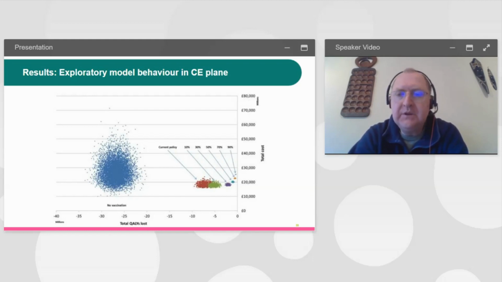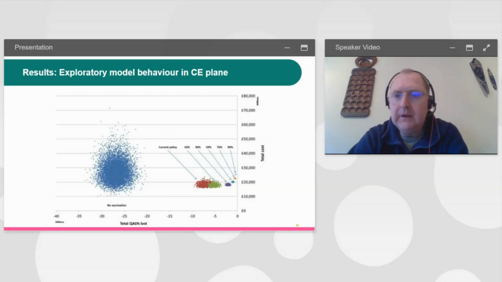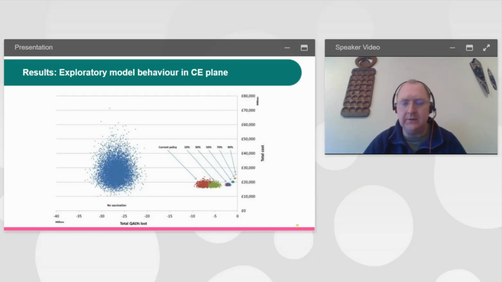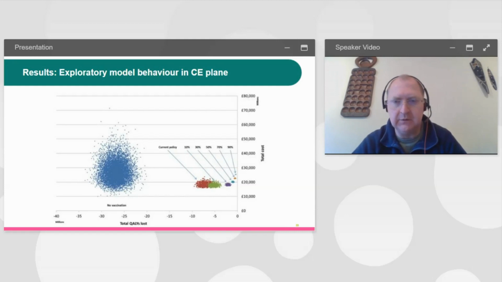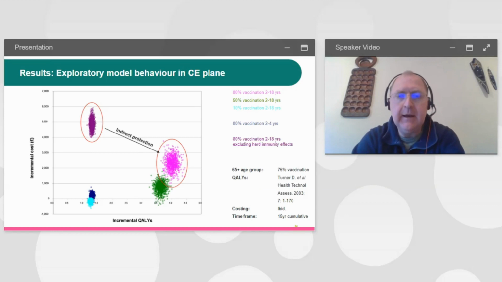But you can see that there is a degree of diminishing return, in that after a while your costs start to escalate quite quickly as that line, if you follow the clouds, starts to go up. And so there are diminishing returns, and the clouds themselves become smaller. That's because as you get very high levels of coverage, you may start to reduce transmission, and so the impact of variation is reduced.